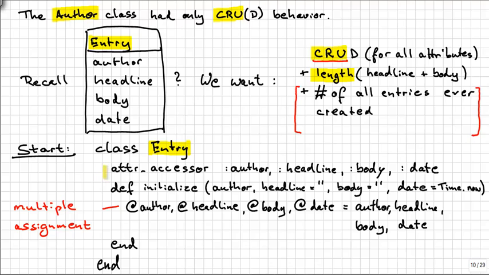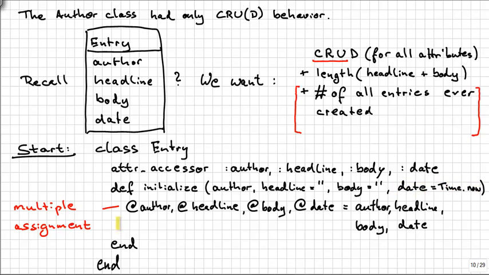From the get-go this time, we define the adder accessors, and we know which attributes we want. We want the author, headline, body, and date attributes. And we define an initialize method that sets the various attributes to their initial values. Note that I'm initializing the date parameter here with Time.now. This is a call to the now method of the Time object from the standard library, which gives me the current time and date, which I store in the date variable.